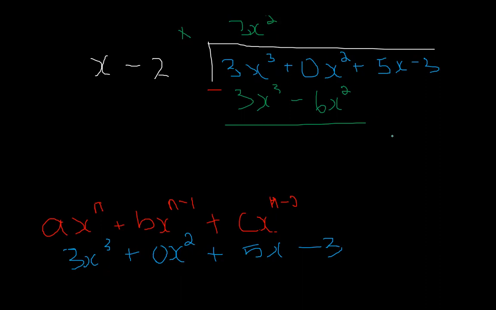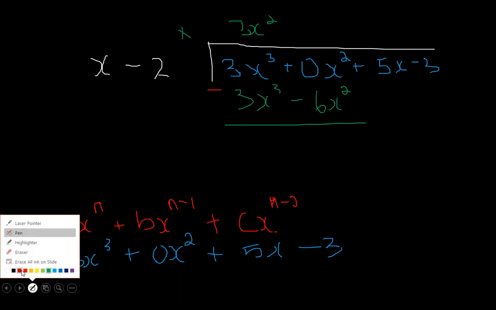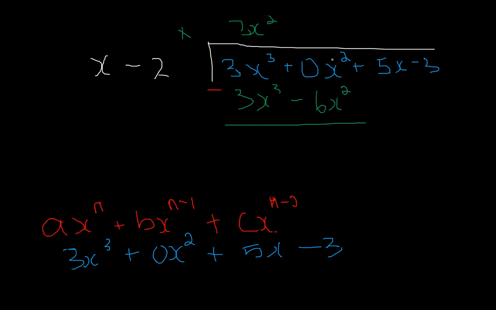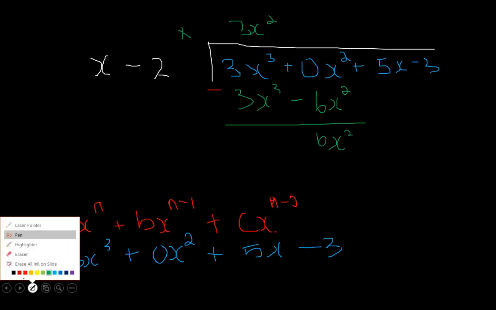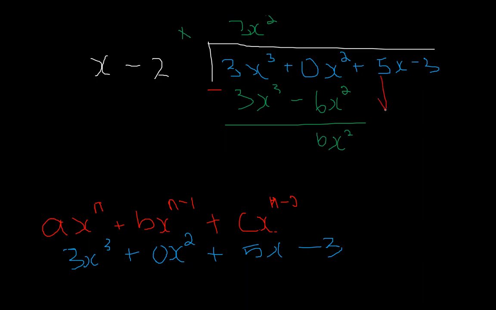Now I could get rid of this problem, right? I have x squared and I have x squared. So because they are like terms, I could subtract them. So 0x squared minus 6x squared, so a minus and a minus is a plus. That's going to give me 6x squared. Then I could bring down my plus 5x.